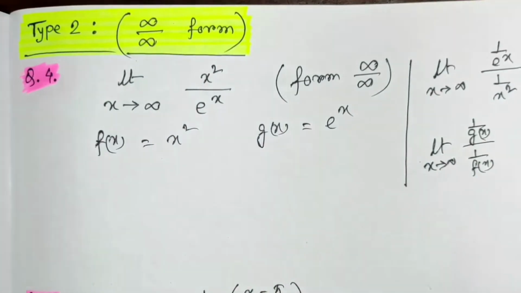Otherwise, the 0 by 0 form itself can also be solved in a similar manner. How to solve? Gradually I am coming to that. Just let me show you a few examples, and we should first identify in which format these are. After that we are going to solve all of them.